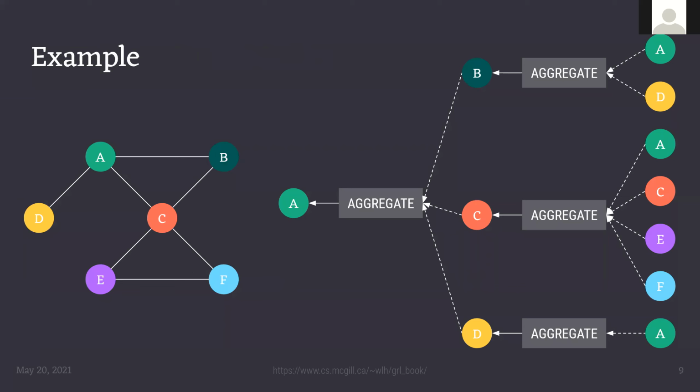I have an example here, so you can see a pretty simple graph with 6 nodes. If we wanted to update node A, we would do it based on the aggregated information that comes from A's neighbors, that is B, C, and D. But in turn, the representations of B, C, and D will depend on their own neighbors. So step after step, we build this tree that represents the flow of information through the graph.